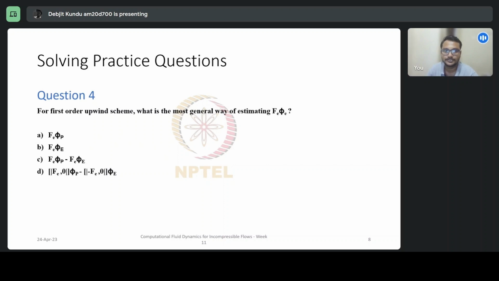There are four options given below. So for the first order upwind scheme, what is the most general way of estimating Fe phi E? Option A is Fe phi P, option B is Fe phi E, option C is Fe phi P minus Fe phi E, and option D is the maximum of Fe, 0 into phi P minus the maximum of minus Fe, 0 into phi E.